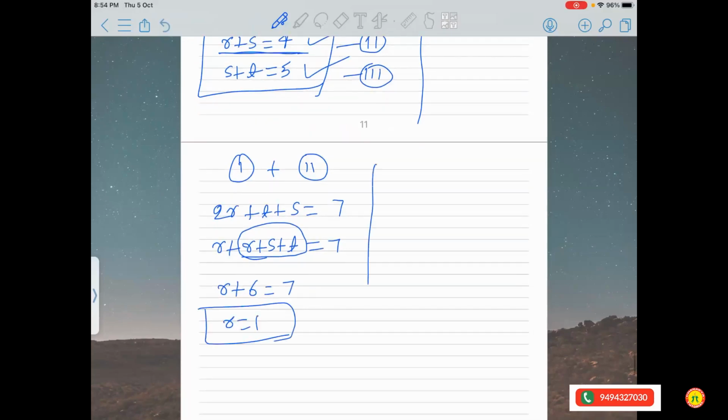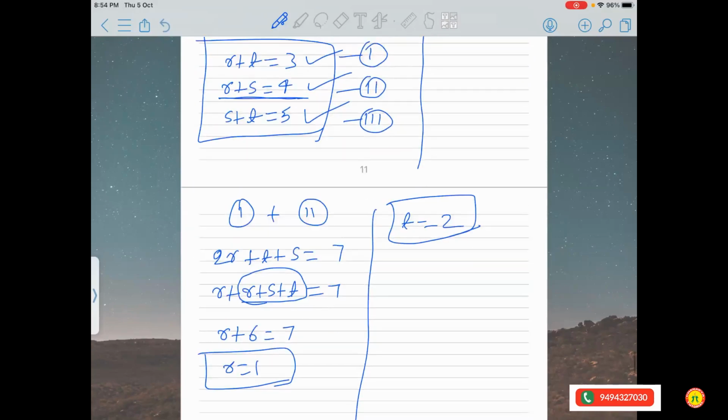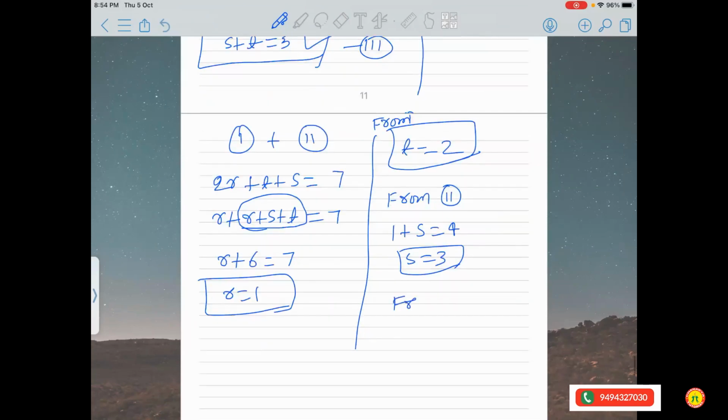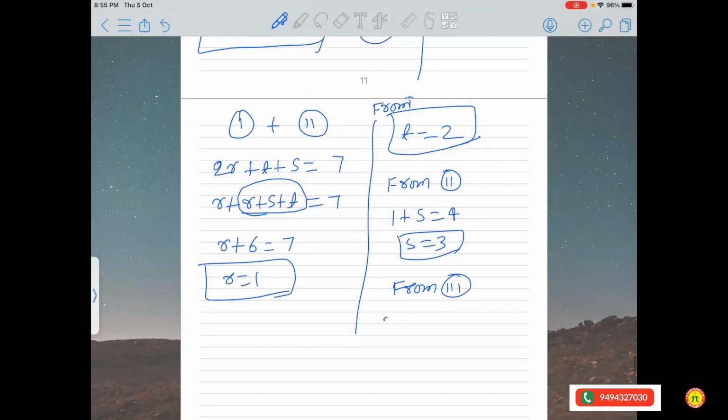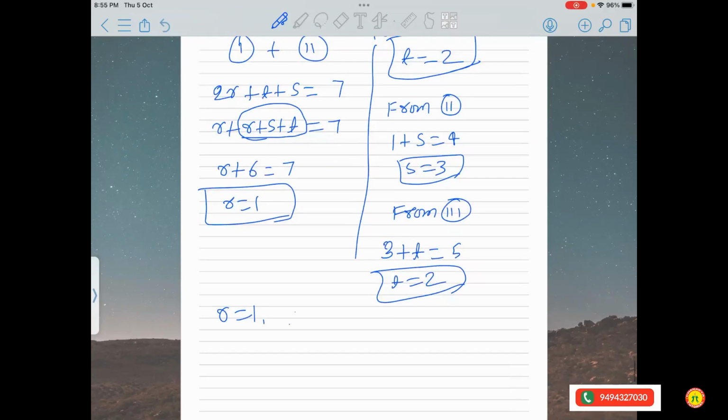Got it? Similarly, now you can find t equal to 2. From the first equation, t equals 2. From the second equation, 1 plus s equals 4, so s equals 3. From the third, 3 plus t equals 5, so t equals 2. So r equals 1, t equals 2, s equals 3.